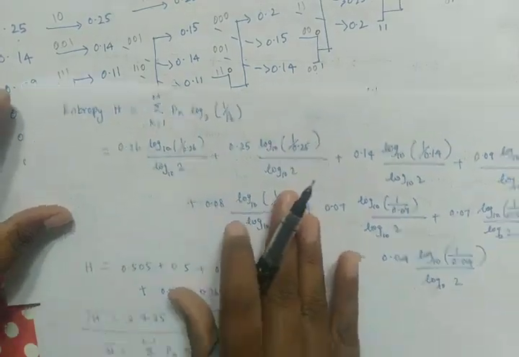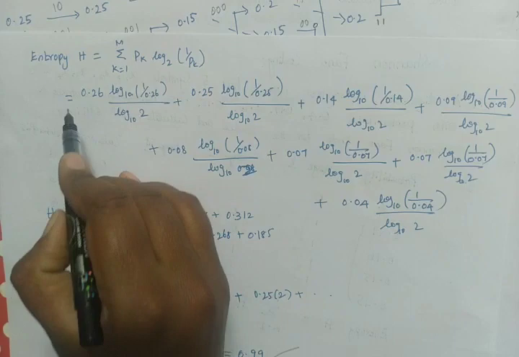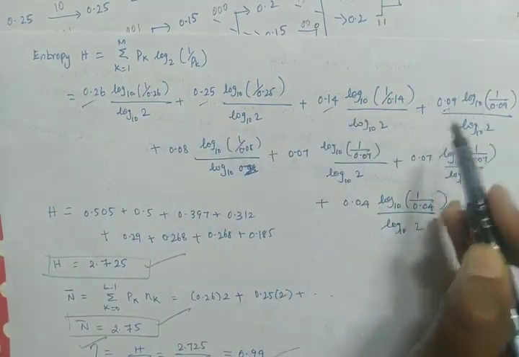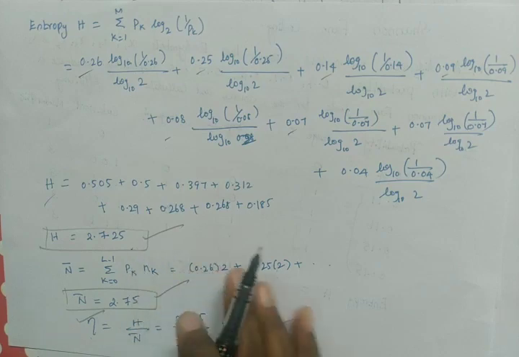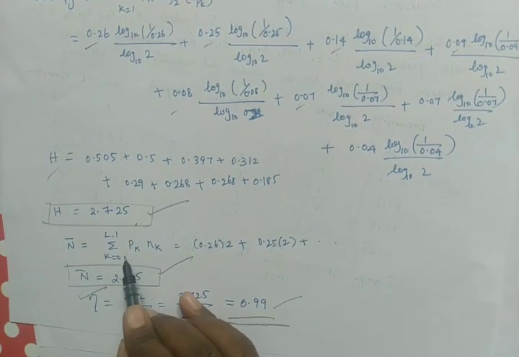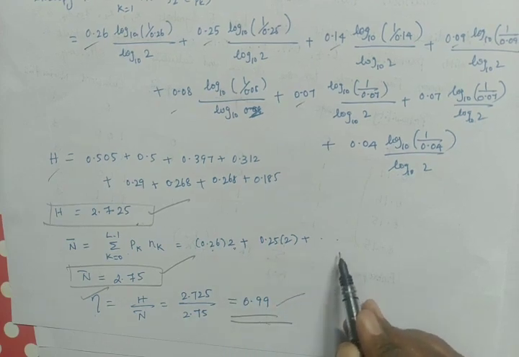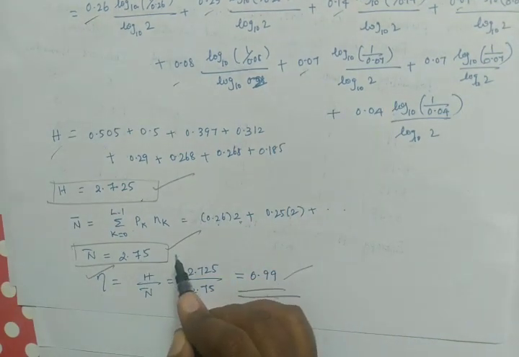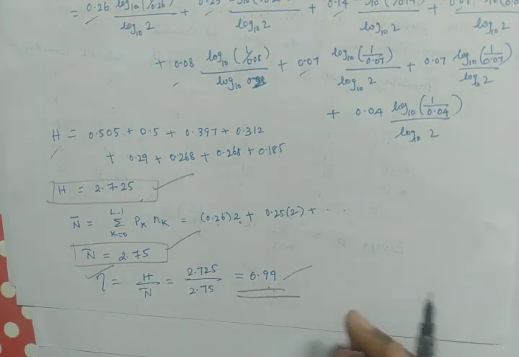H is equal to summation k is equal to 1 to m pk log base 2 of 1 by pk. Now substitute the probabilities. Pk represents probability. Then find H. So H is entropy, that is 2.725. Now multiply pk, the probability, into the length. Then our n bar will be equal to 2.75. And what is efficiency? That is H by n bar. So you will get 0.99.